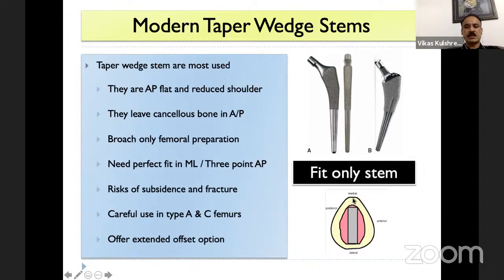They are broach only, so distally they do not need to be reamed, since their length is also short and the distal profile is narrow. But they need a perfect ML fit. If not achieved, there is a risk of subsidence. And in trying to achieve this, hitting the cortex, there is a risk of periprosthetic fracture. That's why the periprosthetic fracture rates are 3 to 6% in the perioperative period for these stems. You need to be really careful in type A femurs, Dorr A and C. In C, because of the porosis and a wide canal, you keep oversizing and you can lead to a lot of hoop stresses causing fractures. And in type A, the problem is the distal fit, which we'll see in the next slide. The other advantage of these stems is that they all offer you an extended offset option, which we discussed last time. You should check with your company representatives to give you those.